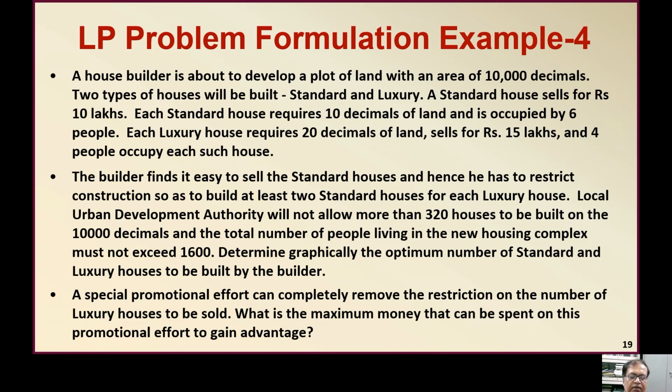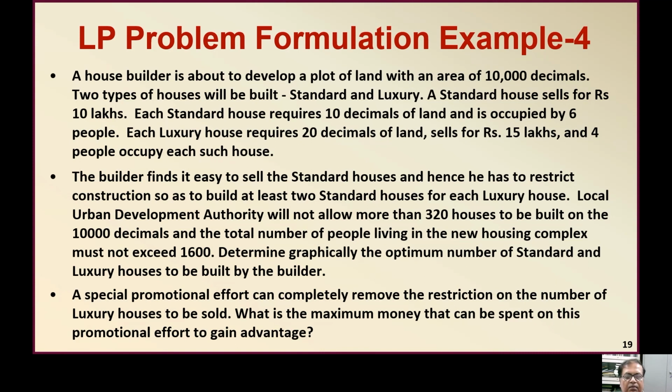The second part of the problem says a special promotional effort can completely remove the restrictions on the number of luxury houses to be sold. What is the maximum money that can be spent on this promotional effort to gain advantage? So there are different parts to the problem, but anyhow the problem is basically a 2-variable problem. How many standard houses to be built and how many luxury houses to be built. So let us say x1 standard houses and x2 luxury houses.